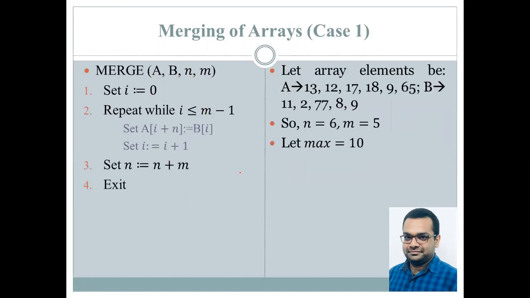So let us assume that A has elements 13, 12, 17, 8, 9, and 65, and B has elements 11, 2, 77, 8, and 9. Now you can clearly see that neither of the arrays A or B is sorted. First thing, in this program we are simply appending the elements of B at the end of A. It could have been the other way around also. So let's see.